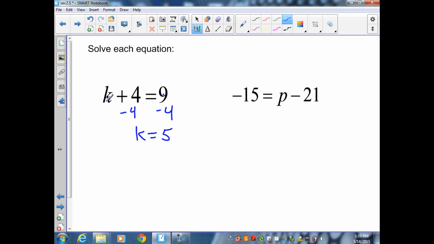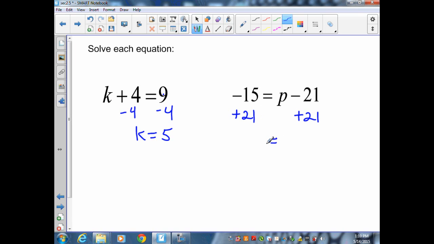Next, negative 15 equals p minus 21. Remember, I want to copy the problem. Next, I want to simplify. It's already simplified. Now I want to start on the variable side. That is on the right side of the equation this time. What is happening to my variable? A number is being subtracted from my variable. Therefore I want to add that number to both sides.